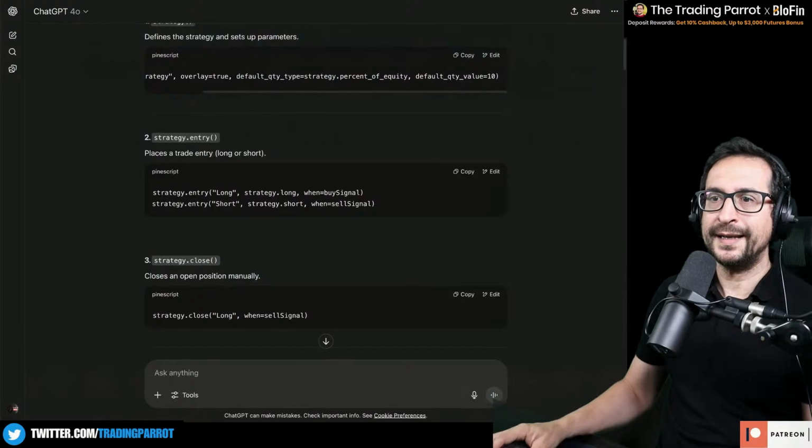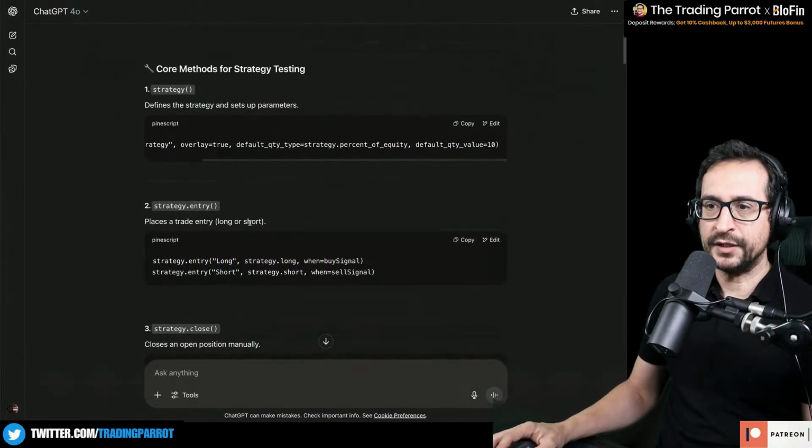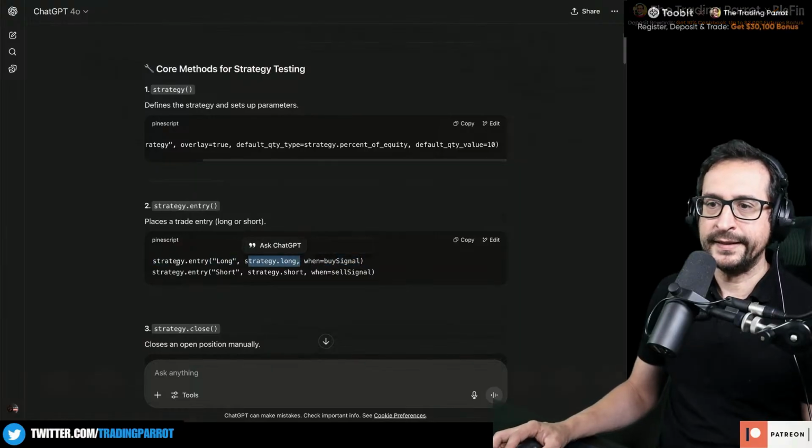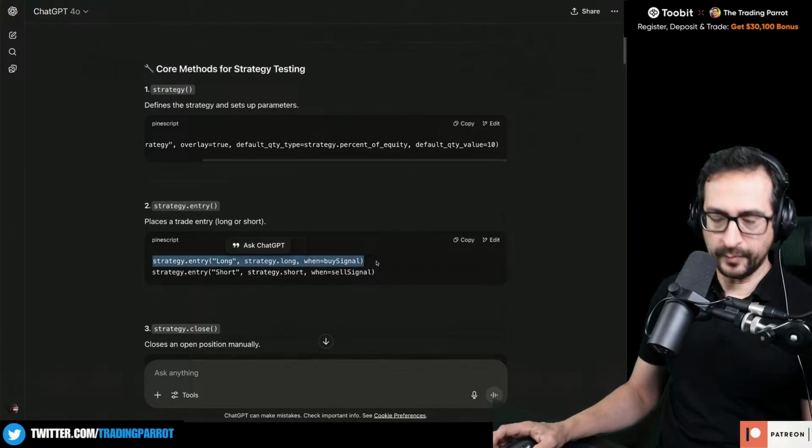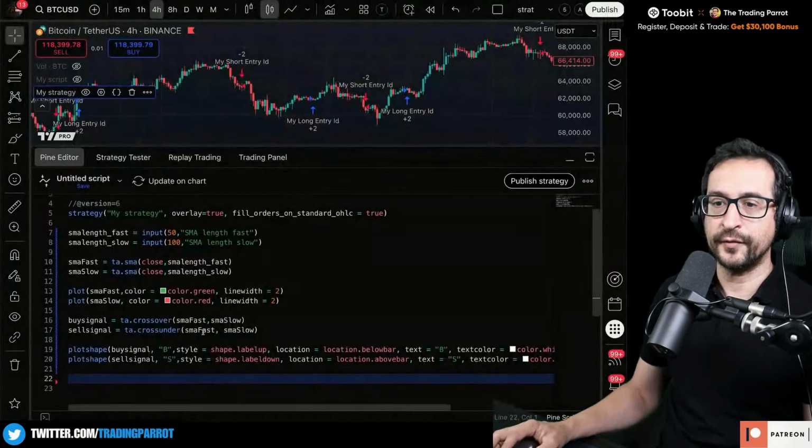So let's say we're going to use the entry, and we can say when we have the buy signal, we're going to enter in a long, and for that we can use simply this code in here for the long.